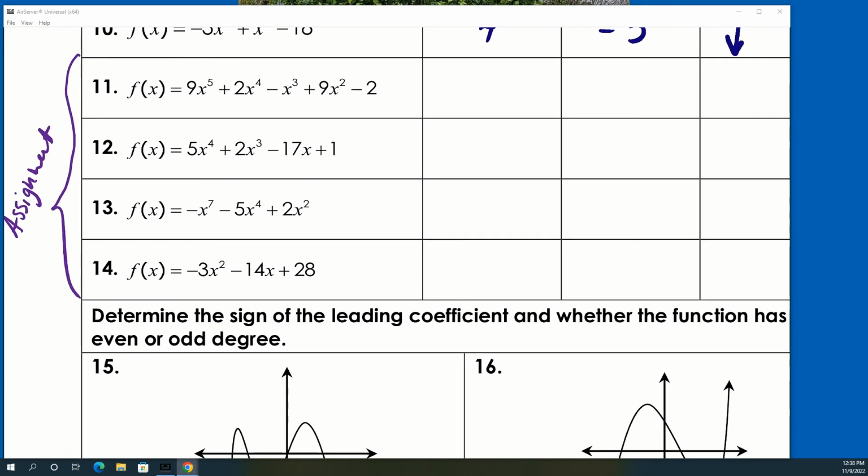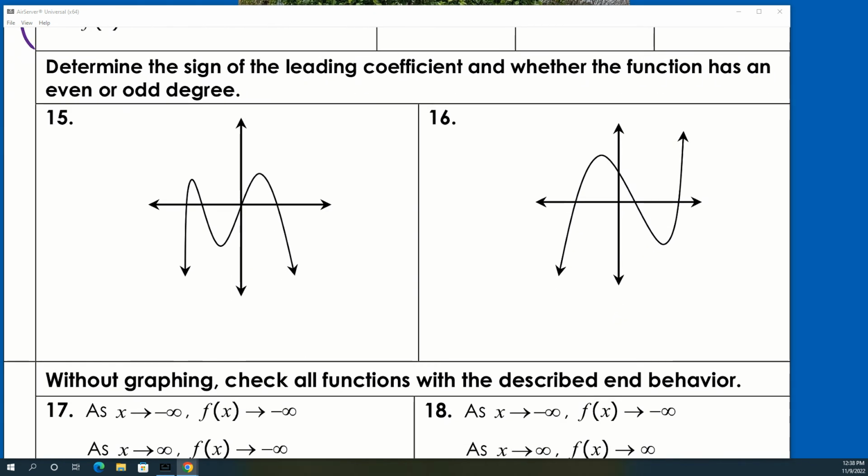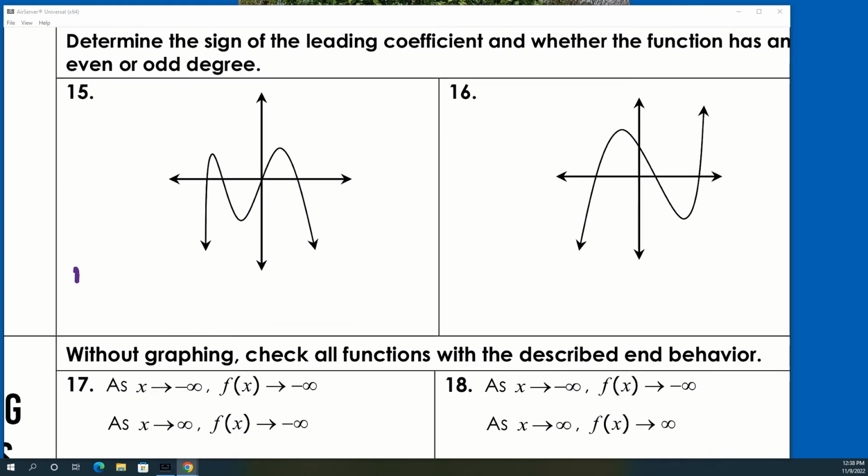Another thing that I'm going to want you guys to be able to do is what we're doing on 15 and 16, which is deciding if the leading coefficient is positive or negative, and then deciding if the degree is even or odd. So let's start with the leading coefficient. So to make that determination, you look at the right side. If the right side is down, then the leading coefficient is negative. So you can put a negative sign, or you can write out negative, whatever you want to do.